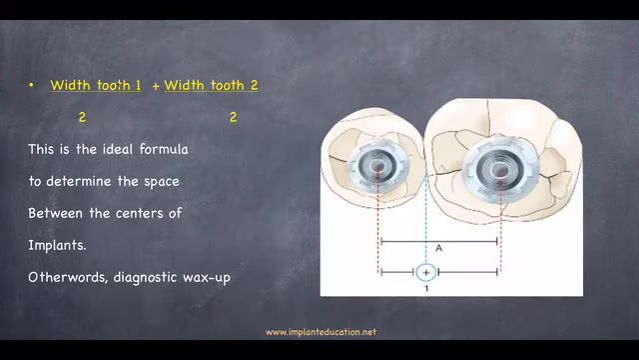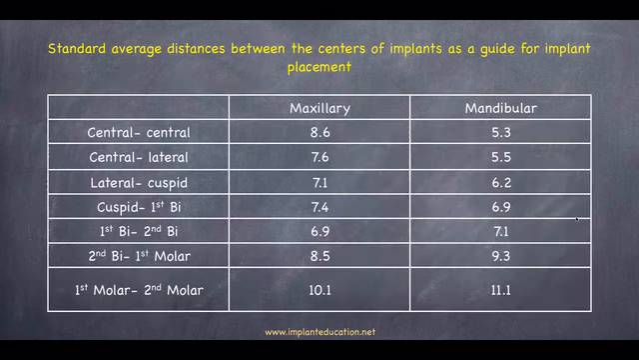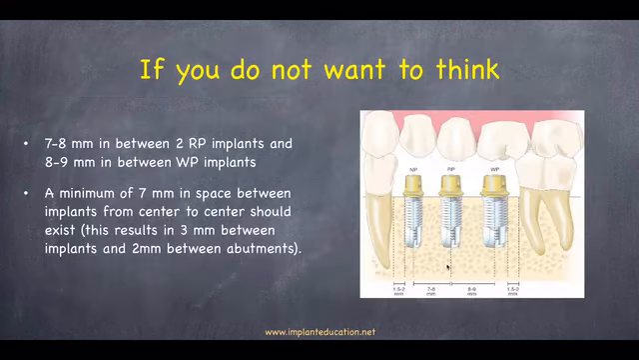Another choice here is the width of tooth number 1 divided by 2 plus the width of tooth number 2 divided by 2. That's another way of calculating the distance between the centers of two implants. And the third way is 7 to 8, 8 to 9, as you can see here in this illustration. If you look at the distances only between implants, you will see 7 to 8 or 8 to 9. That will depend, obviously, on the diameter of the implants.